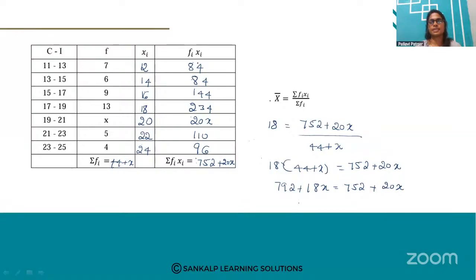So separate the like terms: 792 minus 752 is equal to 20x minus 18x. So 792 minus 752 is 40, is equal to 20x minus 18x, which is 2x. So x is equal to 40 divided by 2. This is equal to 20. So therefore the frequency x is equal to 20. Okay.